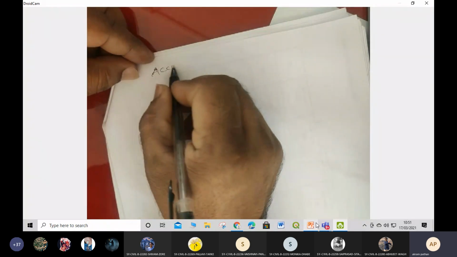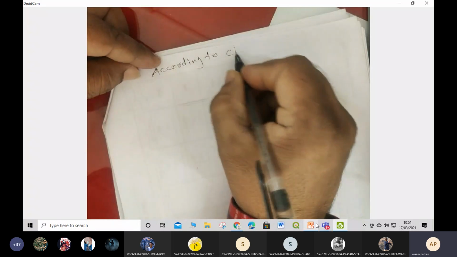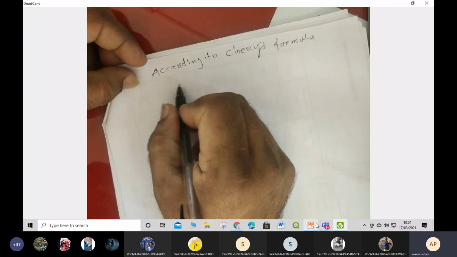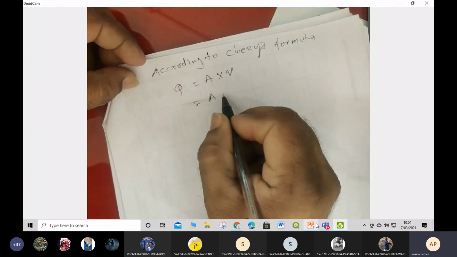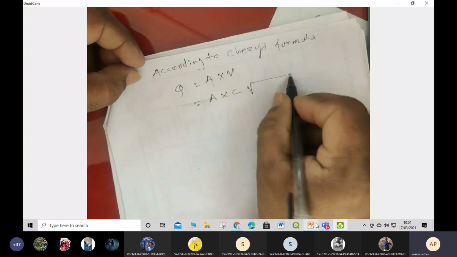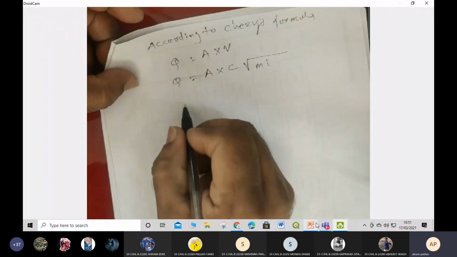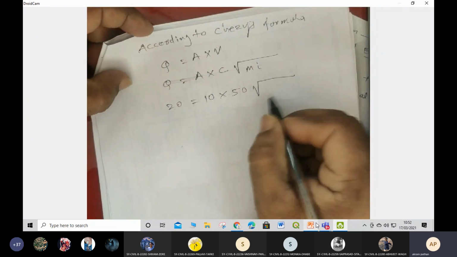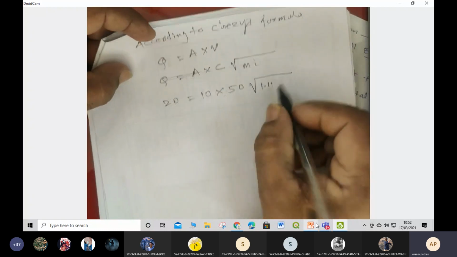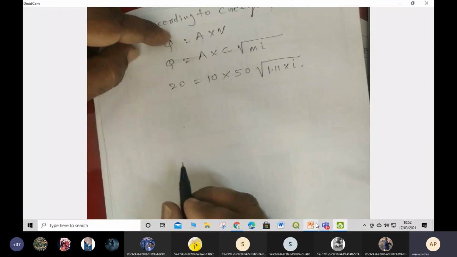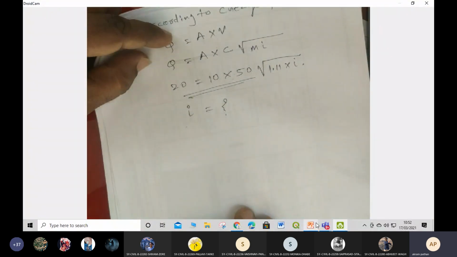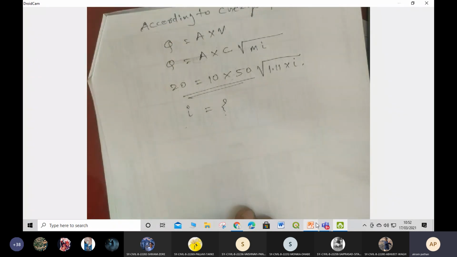So according to Chezy's formula, discharge is equal to area into velocity. So area into velocity by Chezy's formula, C under root MI. So here we have the discharge also, 20 meter cube per second is given, area is 10. The Chezy's constant is 50 and 1.11 is the hydraulic mean depth we have calculated earlier, and we have to calculate now from this expression the bed slope. So what should be the bed slope from the above expression? Can anybody tell me what should be the bed slope from the above expression?